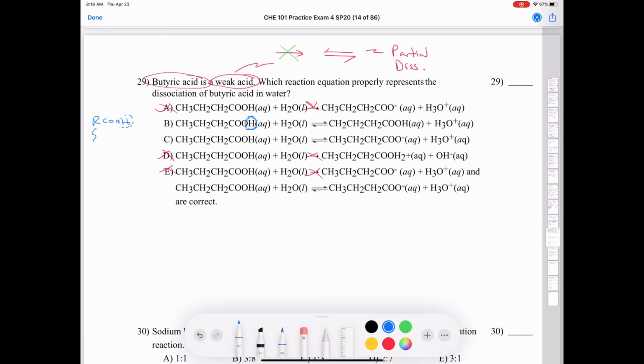Now, the weak acid is going to donate the proton to water to produce hydronium, and I should get a conjugate base. You can see the problem in B is that I haven't lost the proton. Therefore, the correct answer must be C. In C, the acidic proton is lost to form the conjugate base of butyric acid, and of course, I form the conjugate acid of water, which is hydronium. Therefore, the answer is C.